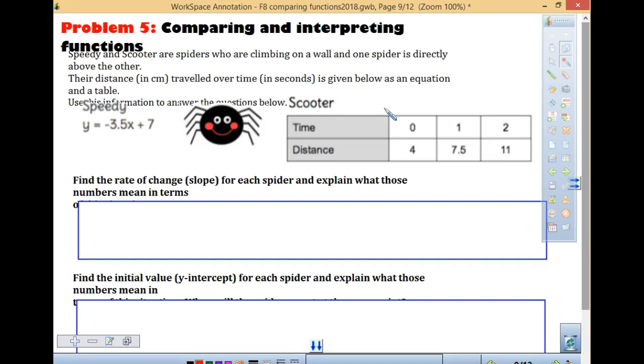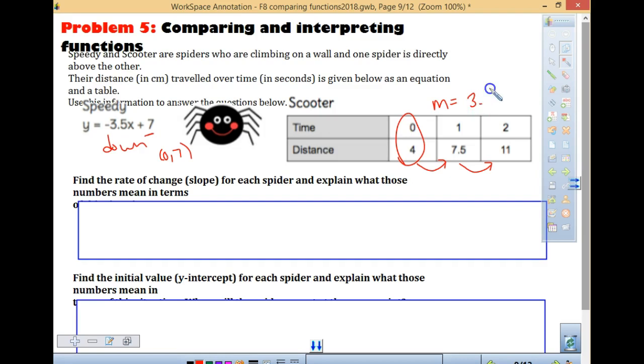So, would you say because Speedy says y equals negative 3.5x plus 7 that he's going up or down? Down. Going down, right? If we are looking at Scooter, Scooter starts at 0, 4. Speedy's starting point was 0, 7, right? Scooter starts at 0, 4. If we are looking at Scooter, is he going up or down? Up. So our rate of change is going to be, how much are we adding on each time?